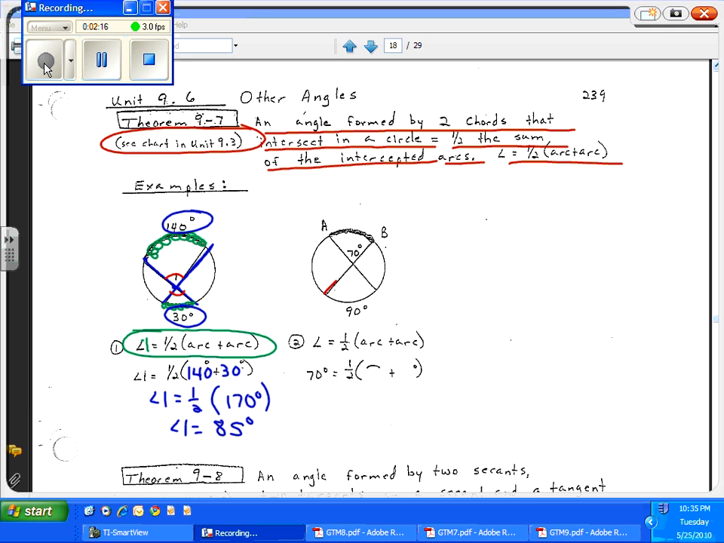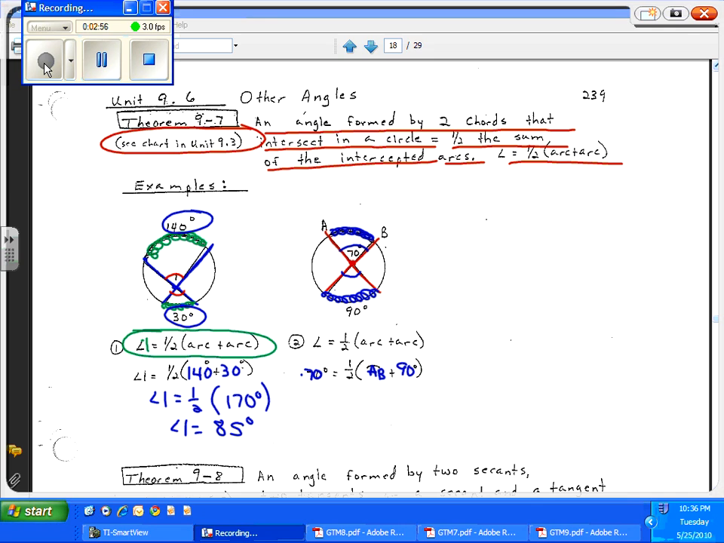Again, we have two chords that intersect inside of a circle. When two chords intersect inside a circle, the angle formed is equal to half the measure of its intercepted arcs. And when we're talking about the intercepted arcs, we're talking about its arc and its vertical angle's arc. So the angle, which is 70 degrees, is half the sum of its arcs, arc AB and 90 degrees.